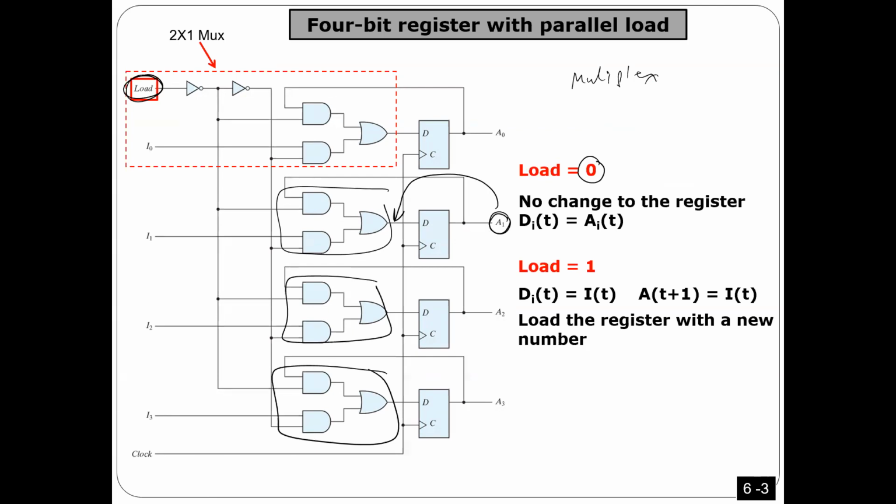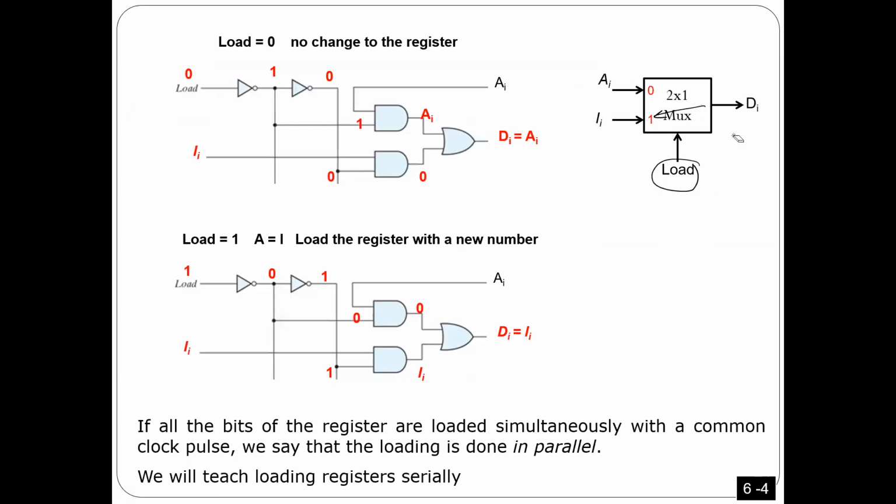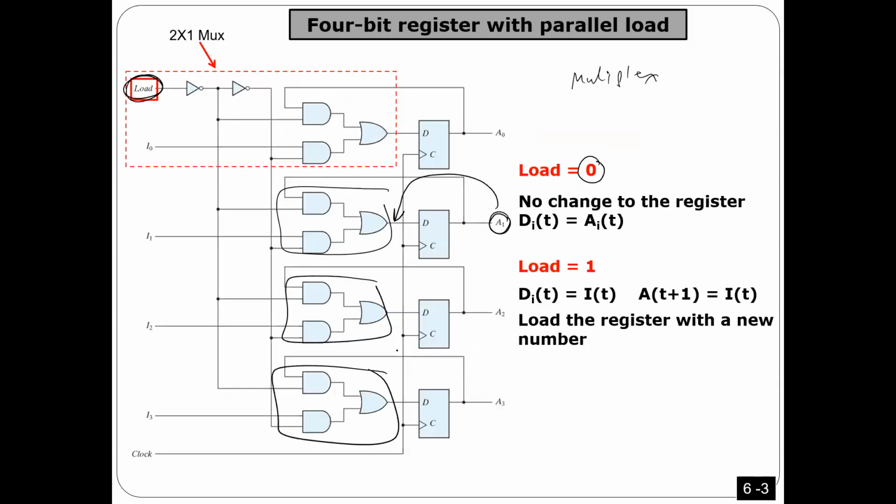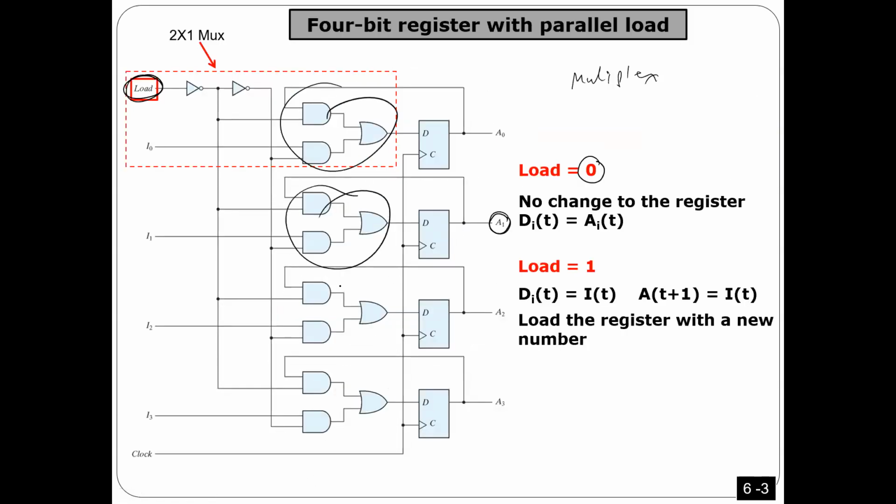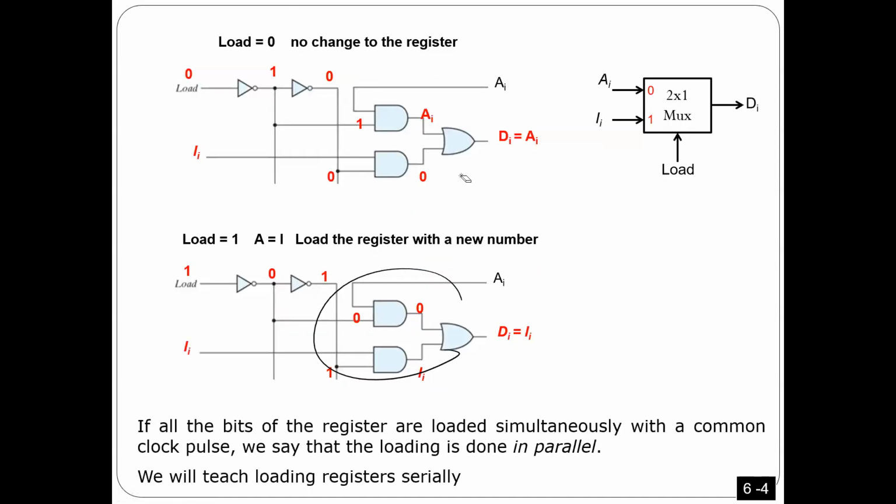Or when load is 1, the multiplexer is going to put I1 here. So this is the main thing. At the output here, I'm going to put either A1 or I1. When load is 0, no change, so I'm going to put this value back again here. Or I'm going to put I to load the register. So that's what I'm explaining here. This circuit looks complicated, but no, it's not. And the same circuit I just repeated. This circuit is actually multiplexers. Look how this one looks.